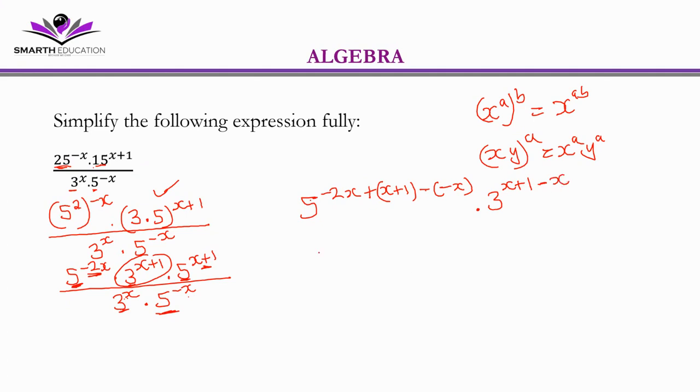Okay, let's simplify our exponents. It's going to be 5 to the power negative 2x plus x plus 1 plus x. Then 3 to the power 1, because x minus x is 0. Negative 2x plus x is negative x. Negative x plus x is 0. So we remain with 5 to the power 1 times 3 to the power 1, which is 15.